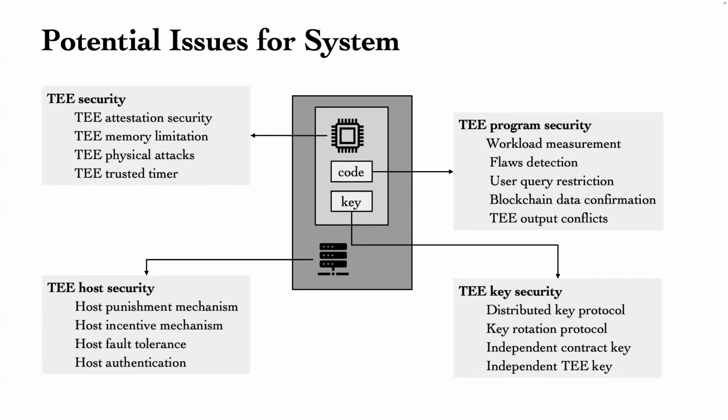TE program security covers workload measurement, flaw detection, query restriction, and chain data confirmation and output conflicts. This mainly targets the code level. TE key security covers distributed keys, key rotation protocols, independent contract keys, and independent TE keys. This mainly targets the key level.